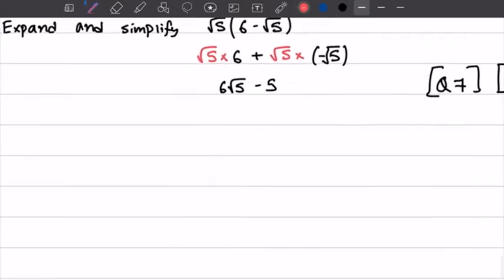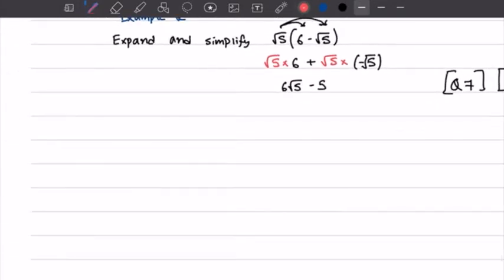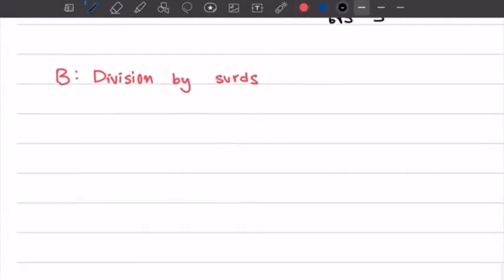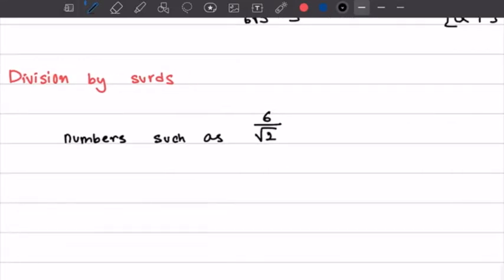Now we will be going through the next subtopic, B, division by surds. Alright, so what does this mean? Division by surds are basically numbers such as, let's say, 6 over root 2. This is a number that involves division by a surd.